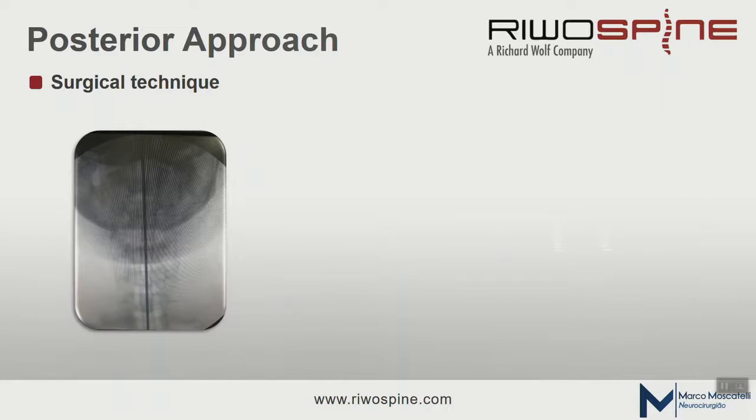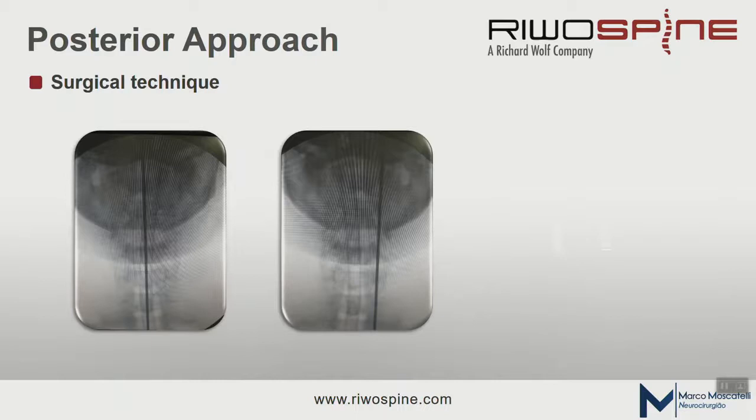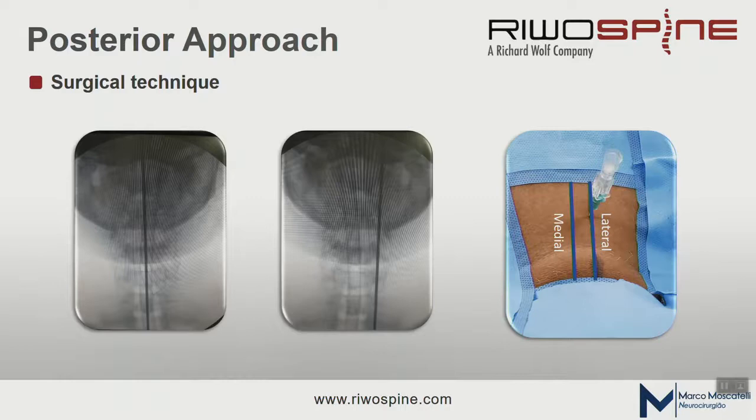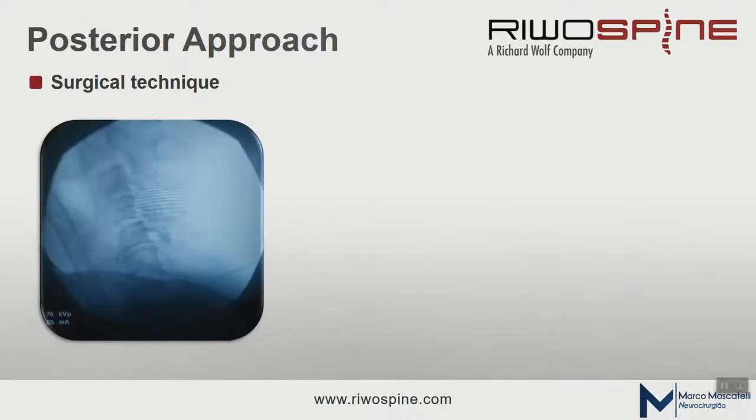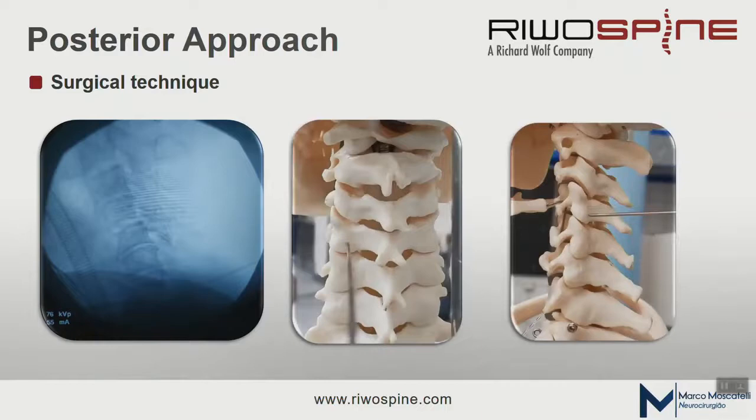And now we mark the medial line and the joint line in AP view. Insert the needle in the lateral mass, about 1.5 centimeters from the midline. We need to check in the profile the level and confirm the position of the needle towards the disc to be approached, as shown in this image.